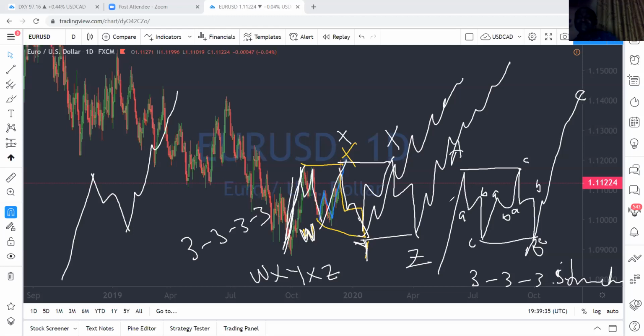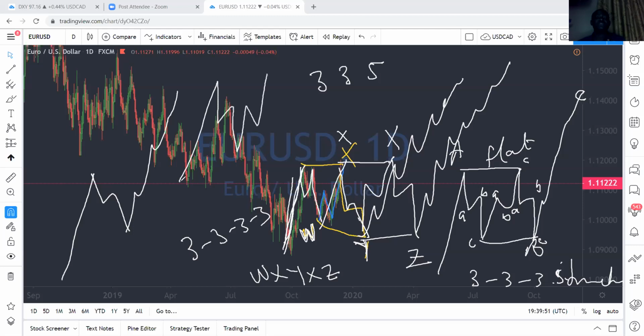But somebody will tell me that this one is a flat, it's a regular flat. Yes, it's a flat. The structure of a flat, which I forgot to tell you, is what? 3, 3, 5 structure. This is the structure of a flat. That is impulse, 1, 2, 3, 1, 2, 3, 1, 2, 3, 4, 5. The last one, A, B, C, push up. This last one must carry a 5 wave.